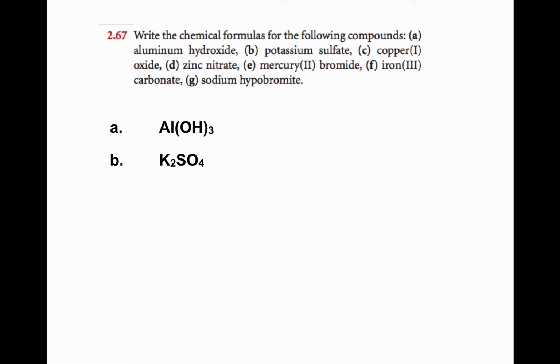Copper 1 oxide. Well, copper 1's got a what charge? Oh, +1, right? That's why they call it copper 1. Oxide always has a -2 charge. So you'd need 2 copper 1s to every oxide. Zinc nitrate. Nitrate's got a -1 charge.